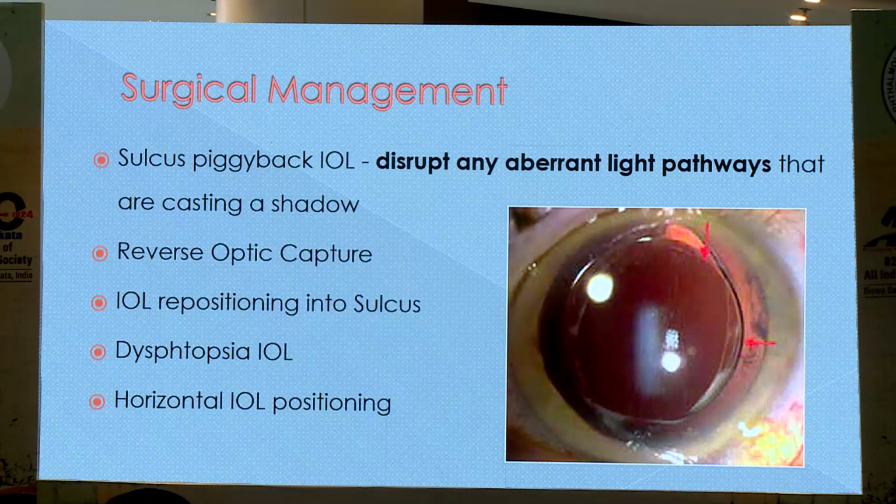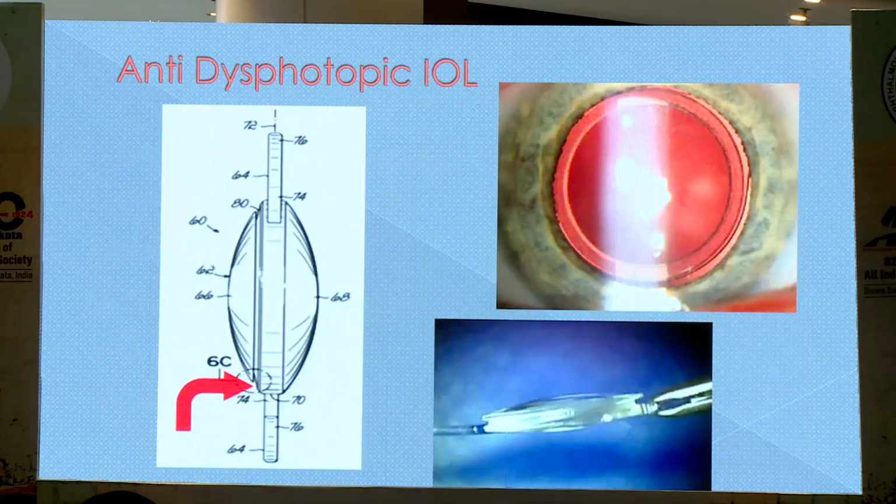So how do we surgically manage these patients? One is to put a piggyback IOL in the sulcus. You are going to be cutting off some aberrant light pathways there. Or doing a reverse optic capture by getting the optic into the sulcus and keeping the haptics in the bag itself, or repositioning the entire lens in the sulcus. Holladay also, Masket had designed a dysphotopsia IOL with a small edge there where the anterior capsule goes and sits there, so that the lens is maintained a little anteriorly.